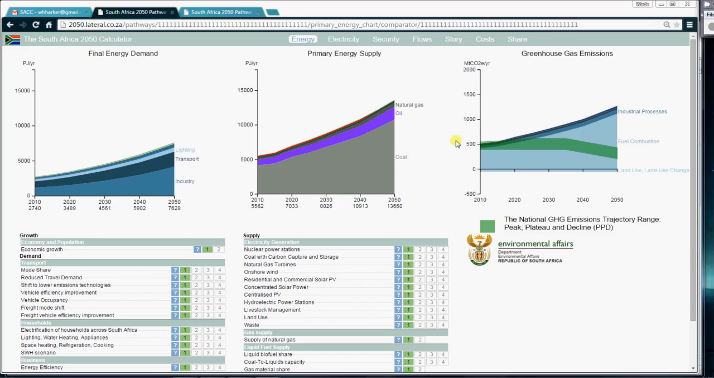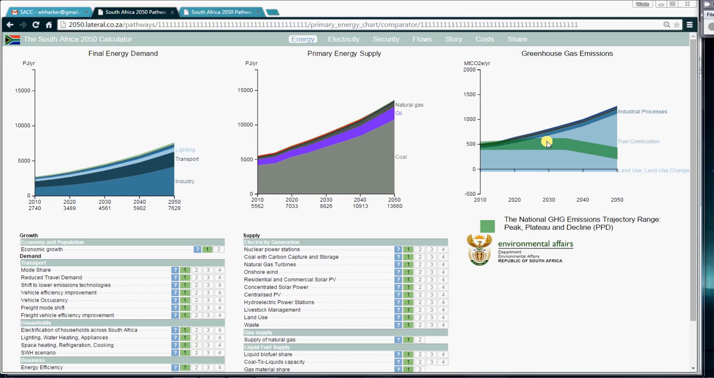This is what you see when you first open the 2050 calculator: a reference case projection of future energy demand and energy supply and total greenhouse gas emissions, based on the latest GDP growth projections from Treasury and no change from business as usual expectations. In other words, an illustrative future pathway without concerted action to address climate change.